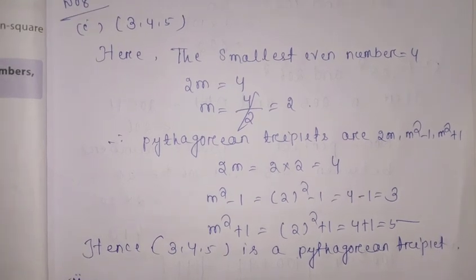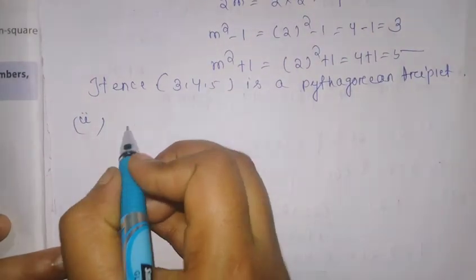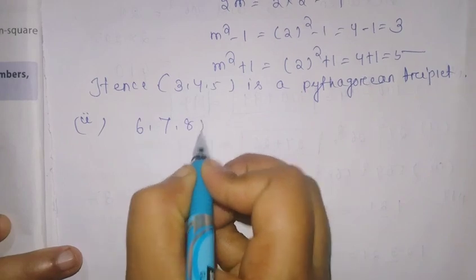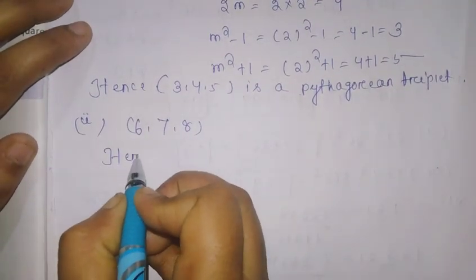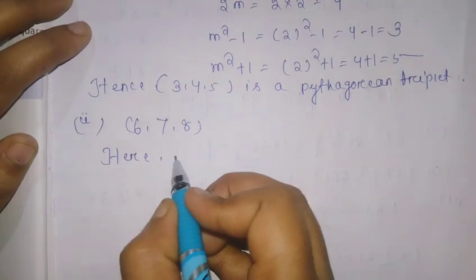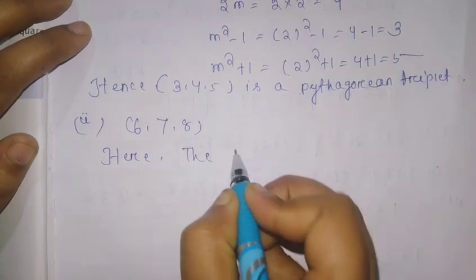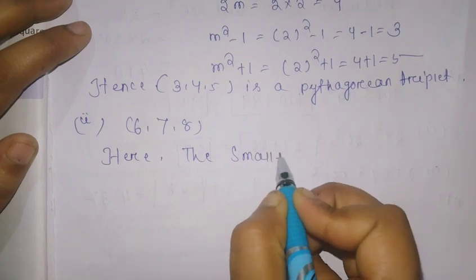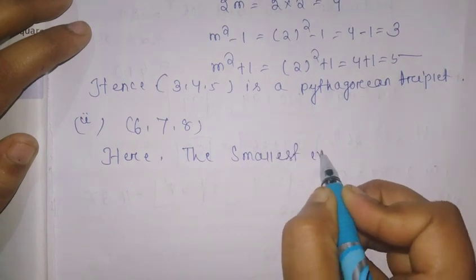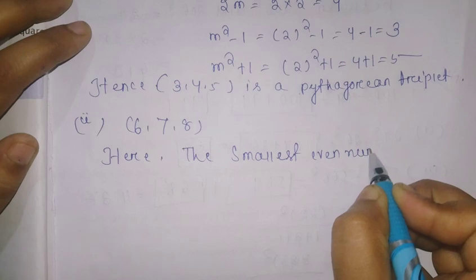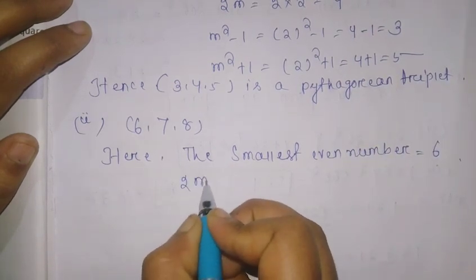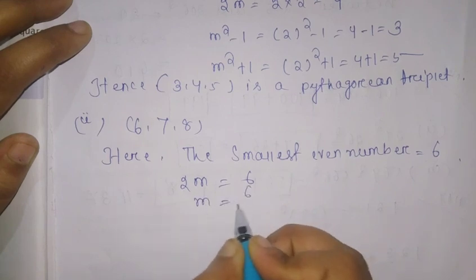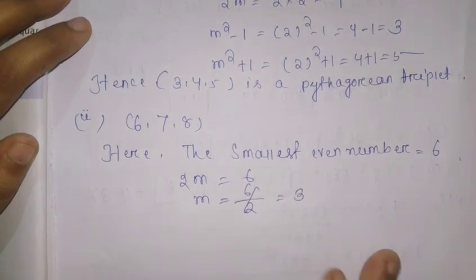Then we solve second one: 6, 7, 8. Taking the triplet 6, 7, 8, here the smallest even number equals 6. Then 2m equals 6, m equals 6 by 2 equals 3.